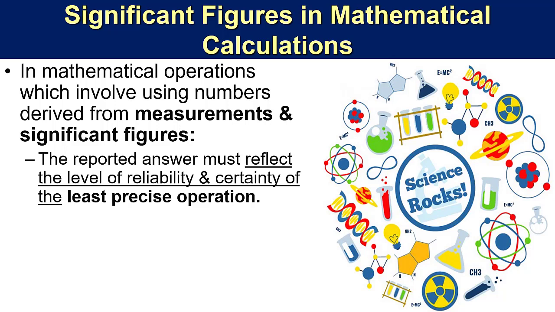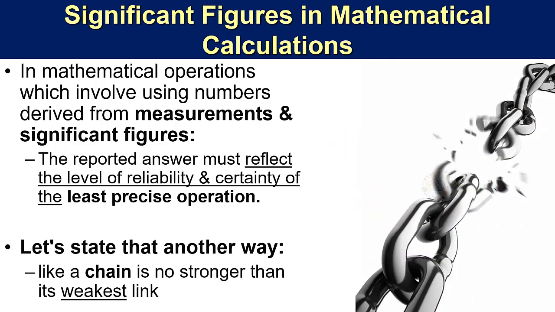Now, what does that mean? Well, I'll give you an analogy. We have all heard that a chain is no stronger than its weakest link, meaning that as tension is put on that chain, it's going to give out at that weak point. Well, the same with your calculations. If you have crappy measurements that go into your calculations, then the answers that you get are going to be to that same level of crappiness.